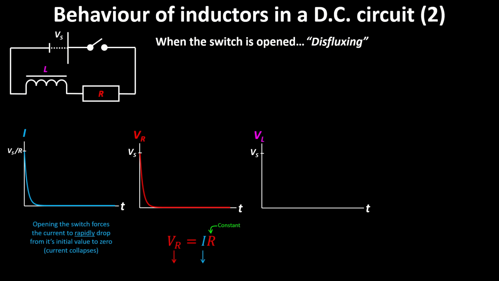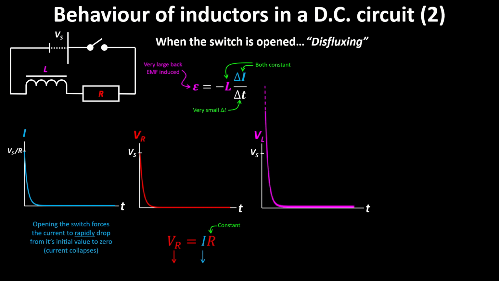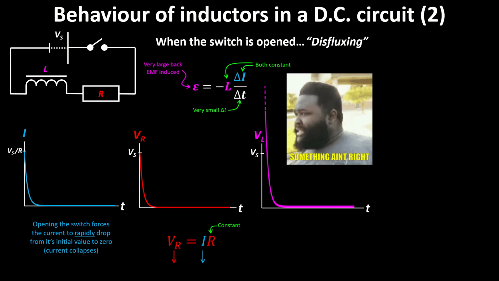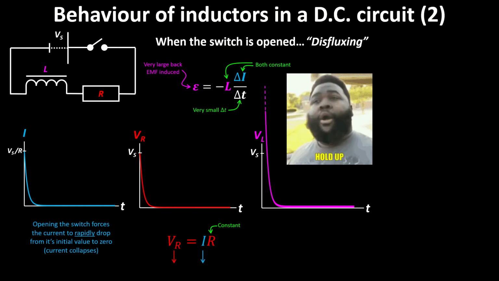The inductor voltage does something very interesting. If we apply Faraday's law, we know that the inductance and the change in current are both constant. It's going from its maximum value to 0. But we've got a very small delta T. That means we're going to get a very large back EMF induced, which is actually going to vastly exceed the supply voltage. Now, that may seem a little bit contradictory based on something I said a little bit earlier.